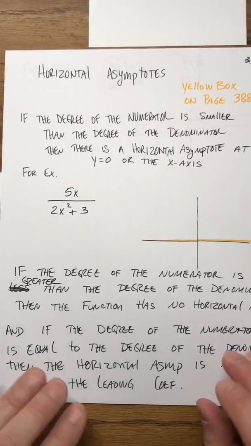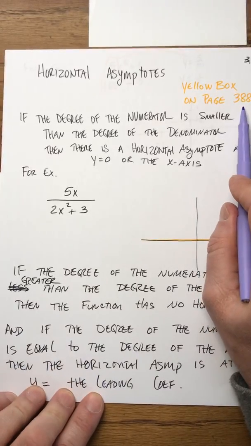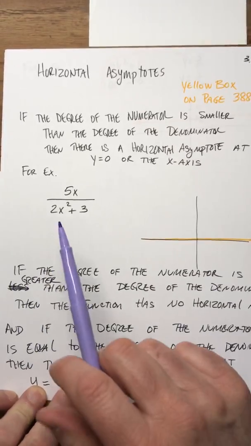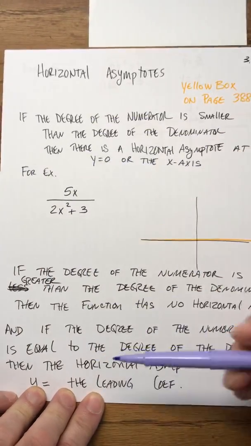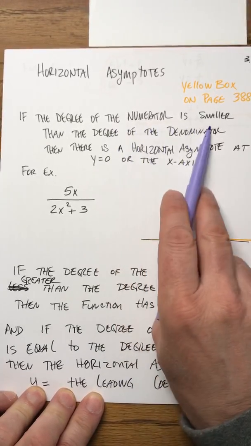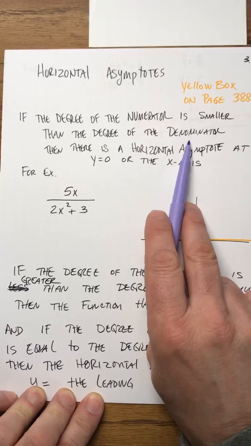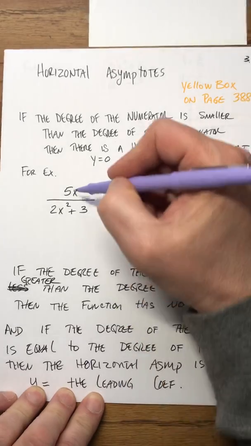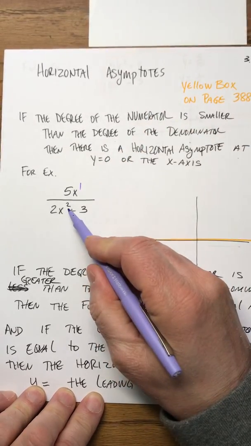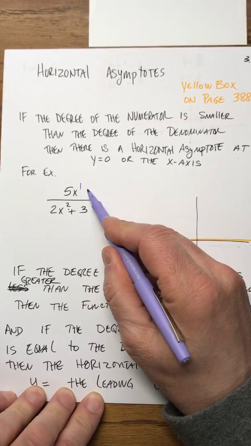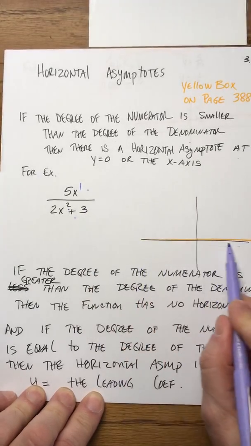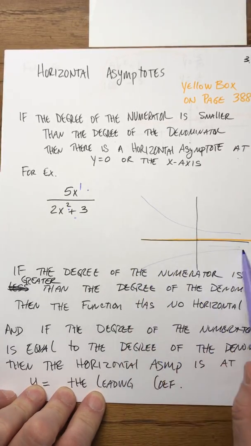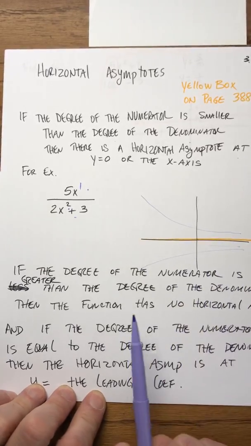In order to find the horizontal asymptotes, you could actually look at the rules. They're in a yellow box on page 388. If we want to find the horizontal asymptotes, we have to look at the degree of the numerator and denominator. If the degree of the numerator is smaller than the degree of the denominator, then there is a horizontal asymptote, and it occurs at the x-axis. Here, the degree on top is 1, and the degree on the bottom is 2. The degree on the top is smaller than the degree on the bottom, so we're going to have a horizontal asymptote here. That means our graph is going to hug this line. It's either going to do this or go the other way, but it's never going to touch that horizontal line.